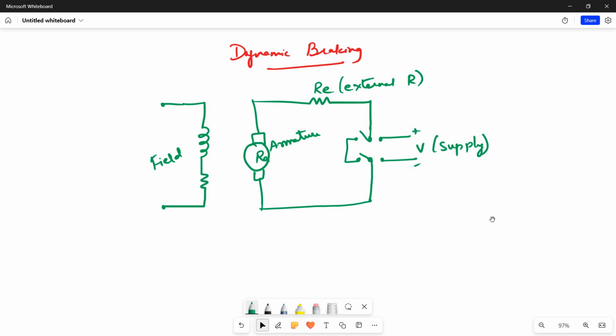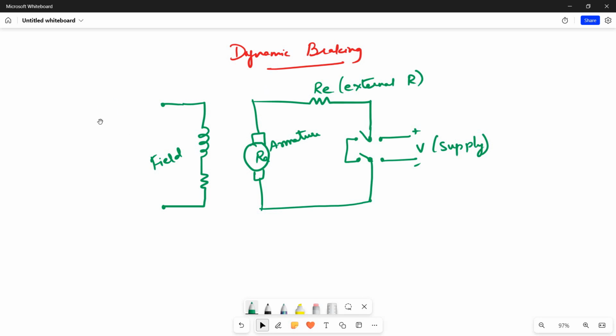Dynamic braking is employed in such cases where the kinetic energy of the rotating part is dissipated in an external resistance. The dynamic braking connection is as shown in the figure. Initially, the motor operates at its rated voltage V. When braking is required, the armature is switched on to an external resistance Re.